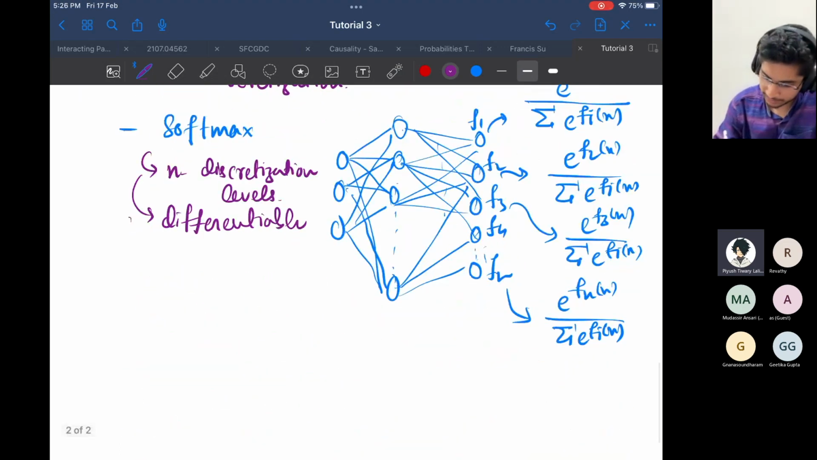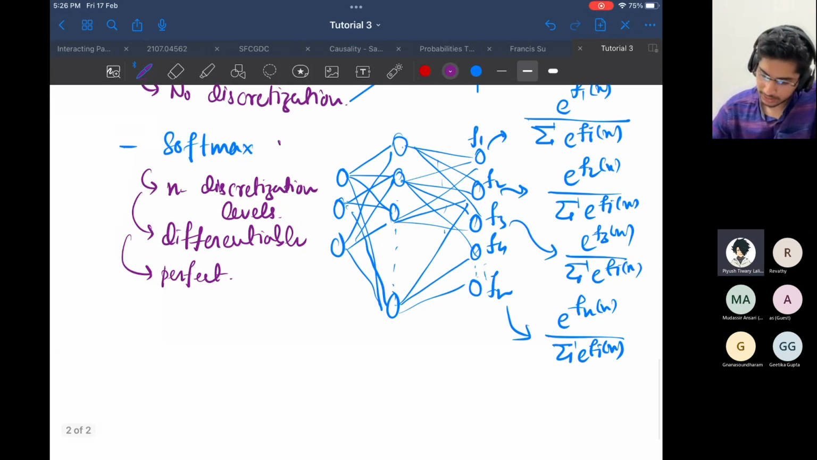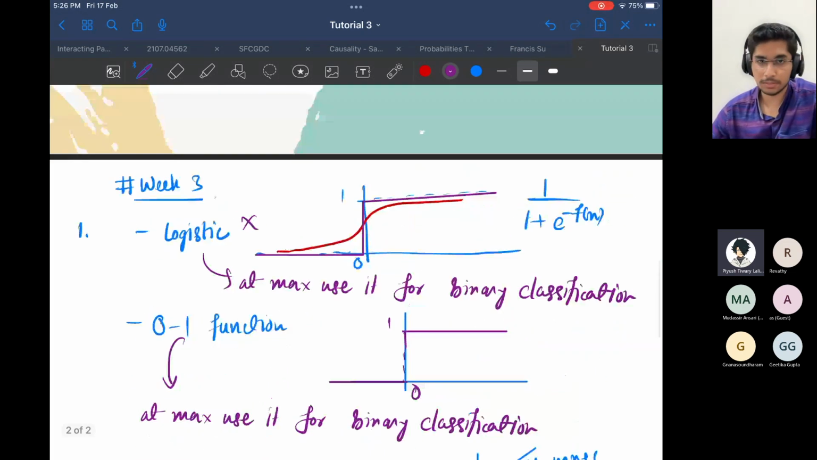It's perfect, because every now and then in a classification problem, it is a thumb rule to use softmax functions. So softmax is the correct answer. I hope most of you would have solved this problem.